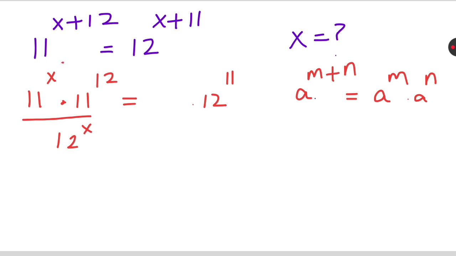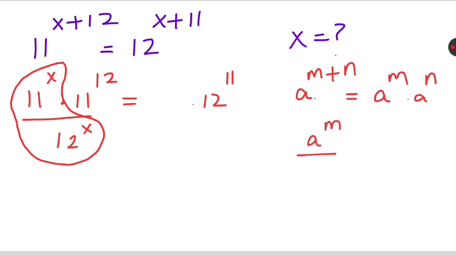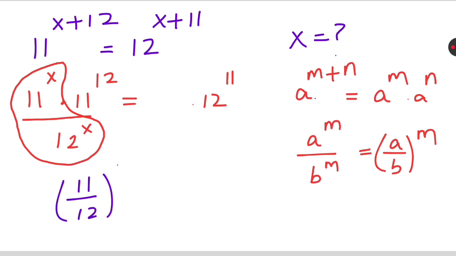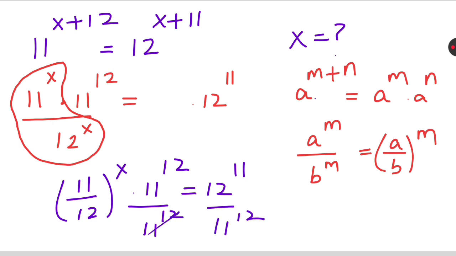Observe that we have 11 raised to the power of x over 12 raised to the power of x. These two terms are in the form of a raised to the power of m over b raised to the power of m. We can write this as a over b whole raised to the power of m, isn't it? Using that property, we can write this as 11 over 12 whole raised to the power of x times 11 raised to the power of 12 is equal to 12 raised to the power of 11. Now again divide both sides by 11 raised to the power of 12. Then we can cancel these two terms, which simplifies the problem.